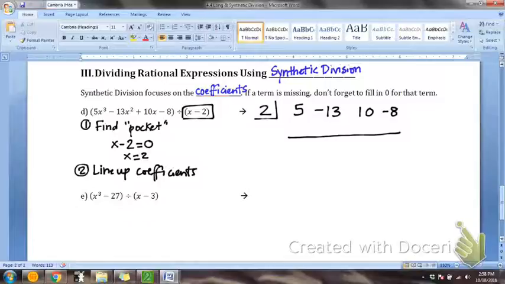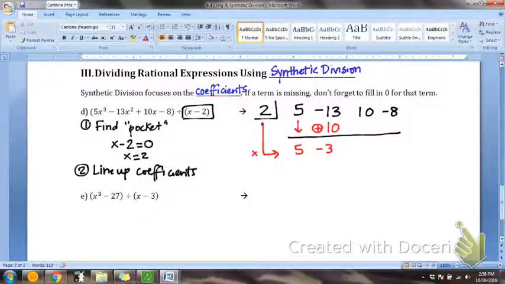The first term always comes down, otherwise we can't get started. If we don't bring that first one down, we're not going to be able to get started. Then I'm going to do my pocket number times that bottom number. So 2 times 5 is what? 10. That's where I put the 10. I'm going to add these together. So what's negative 13 plus 10? Negative 3.